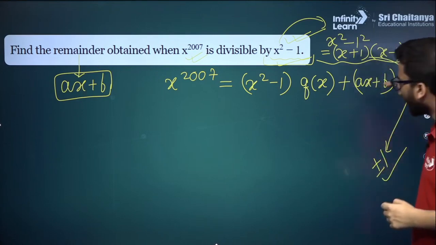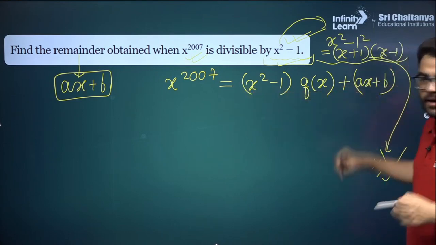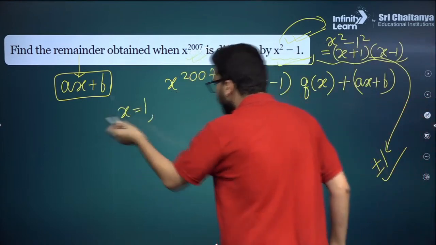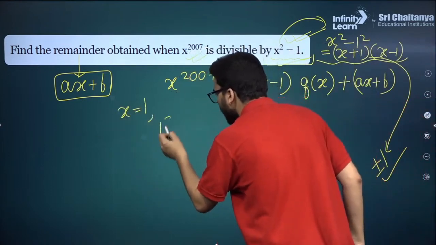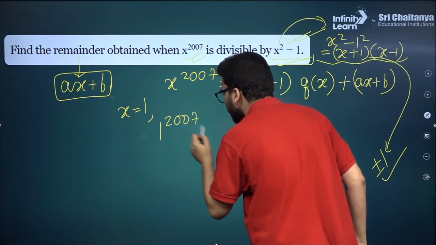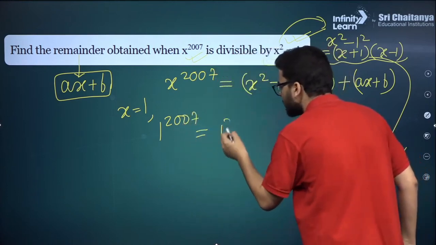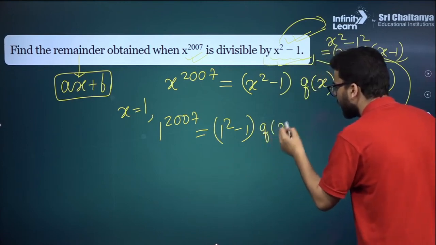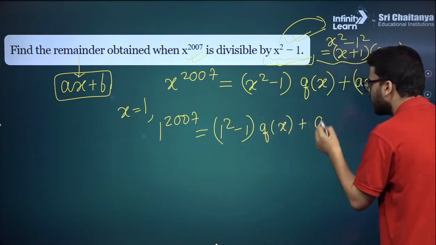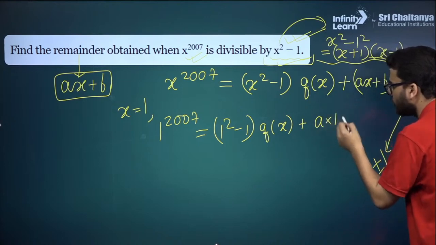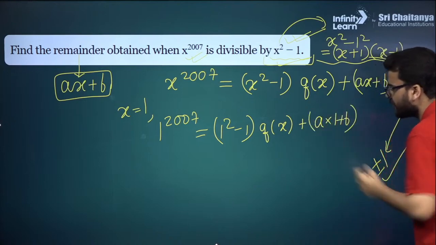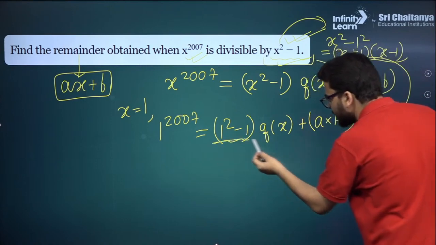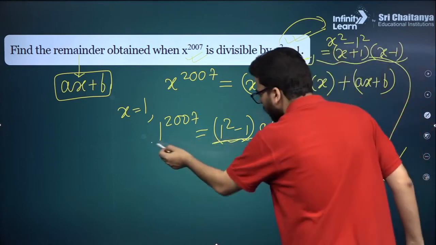Correct? So what we have to do over here, first we have to put the first zero, that is x is equal to 1. So I am putting x is equal to 1. Obviously you have to do it on both the sides of this equation. So it will give you what? 1 square minus 1 into q(x) plus a into 1 plus b. So this is the first equation you will get. See, 1 square minus 1 is 0 only, so this will vanish out. And this is only 1.